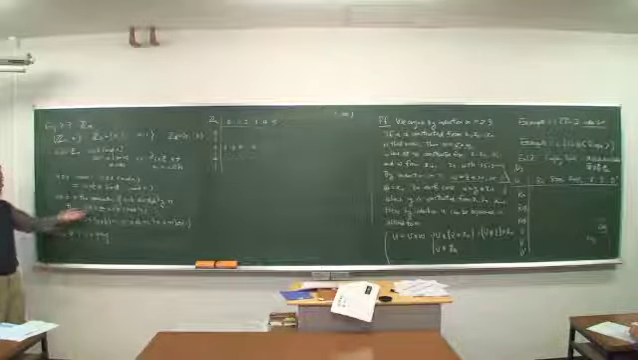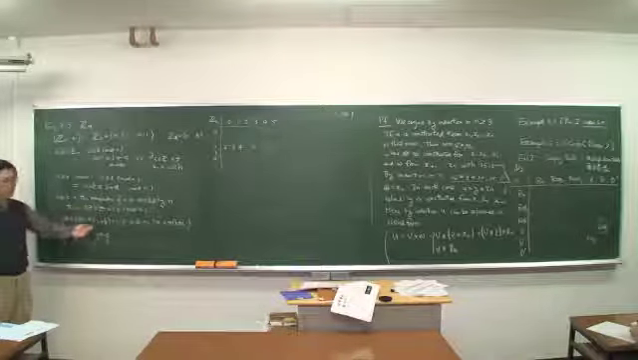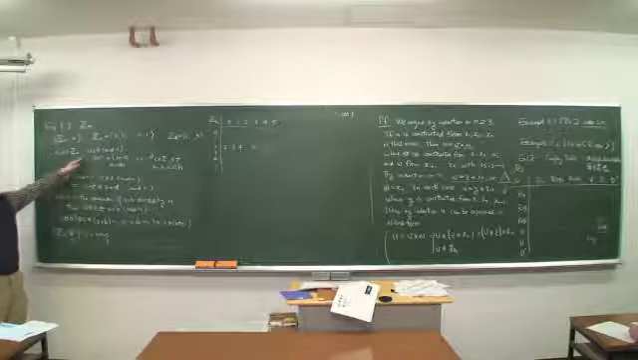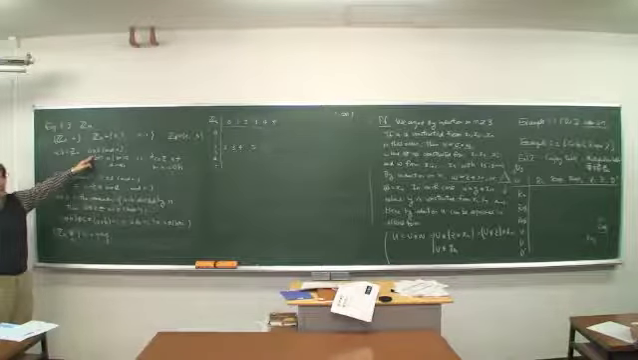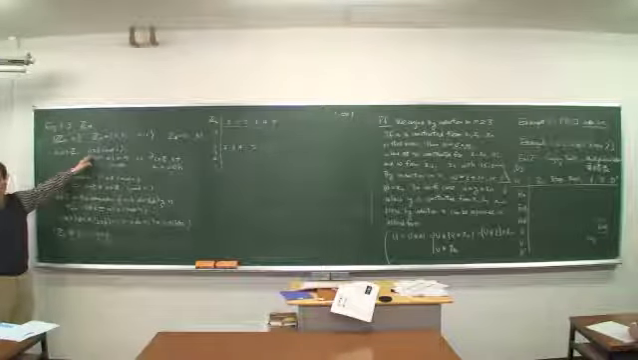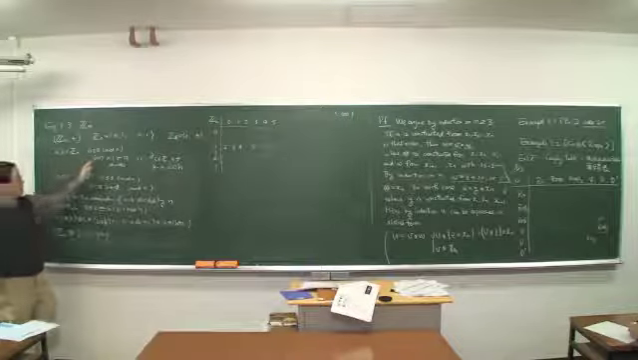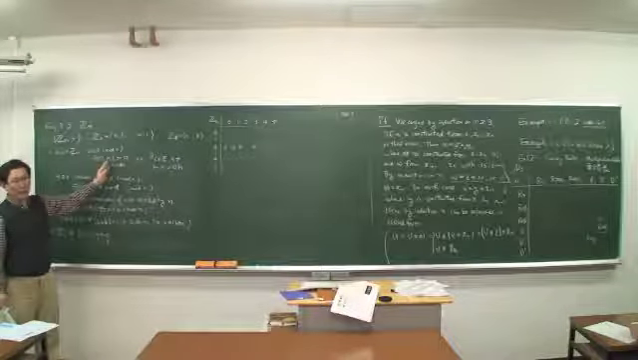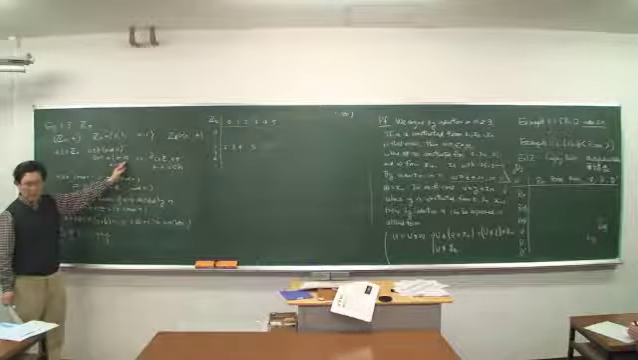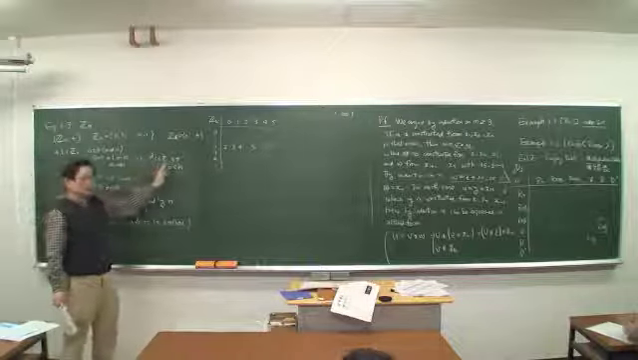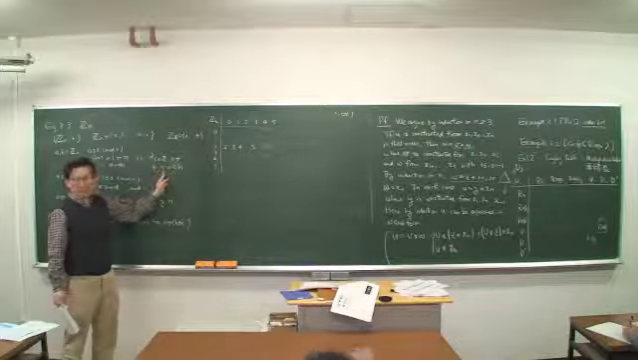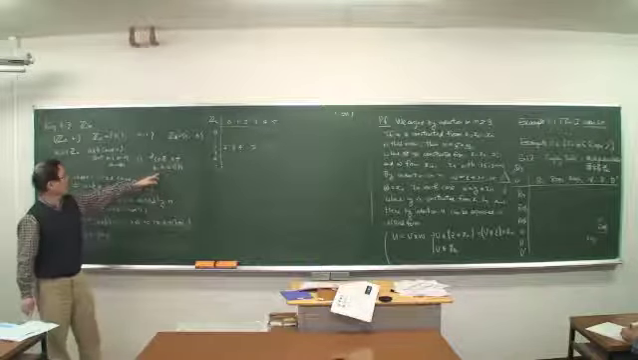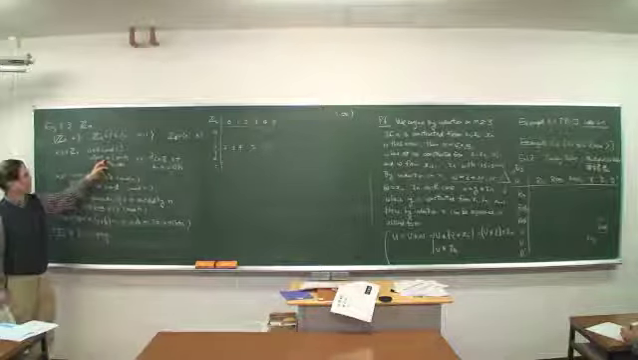Here I use the property of congruence, using this notation. We say A is congruent to B modulo N. It's defined by this condition: B minus A is divisible by N, or N divides B minus A. Meaning that there exists a C in Z such that B minus A can be written as the product of C and N. This is the definition.